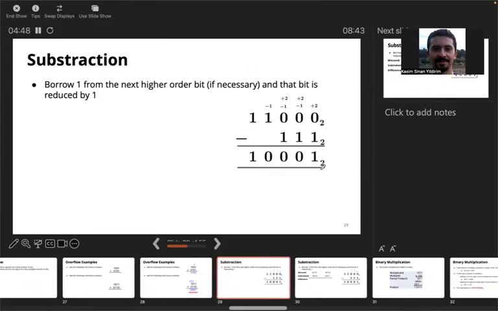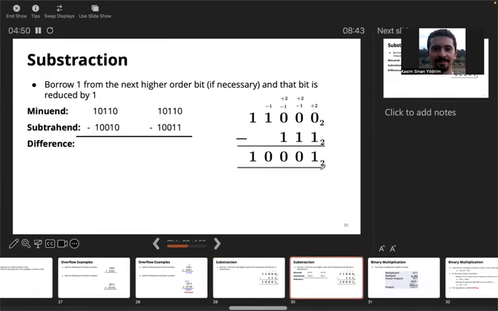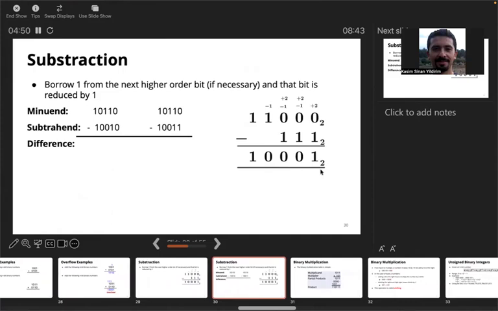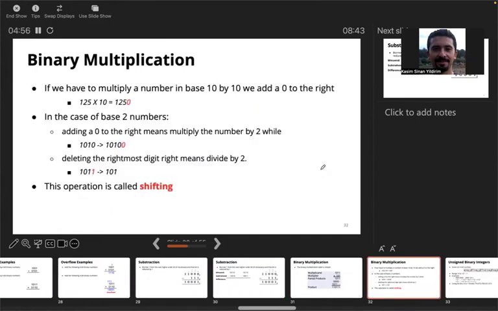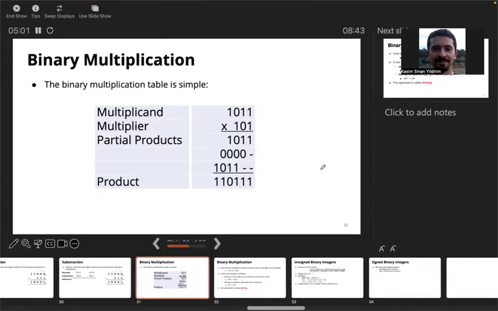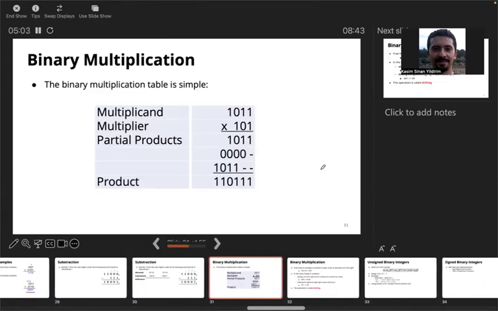And I have shown subtraction, and I think approximately here we finalized our lecture.